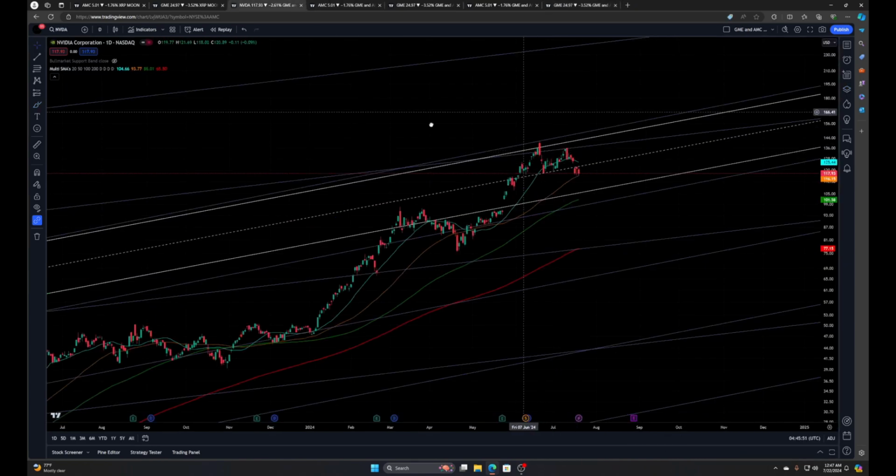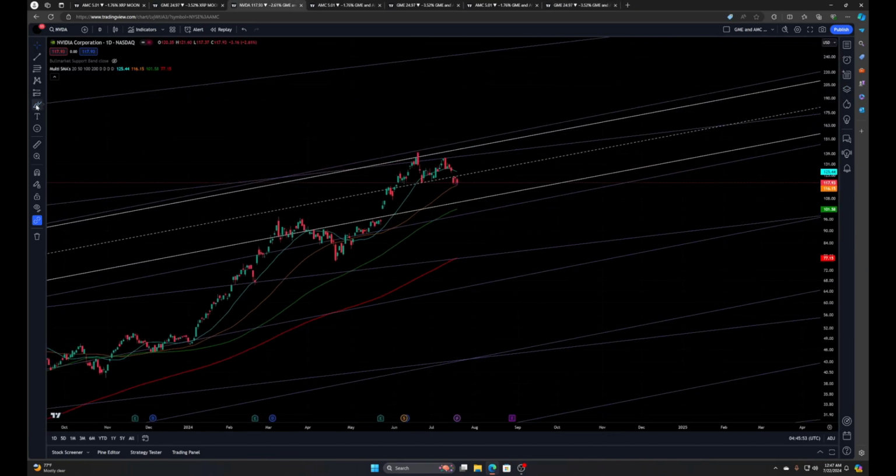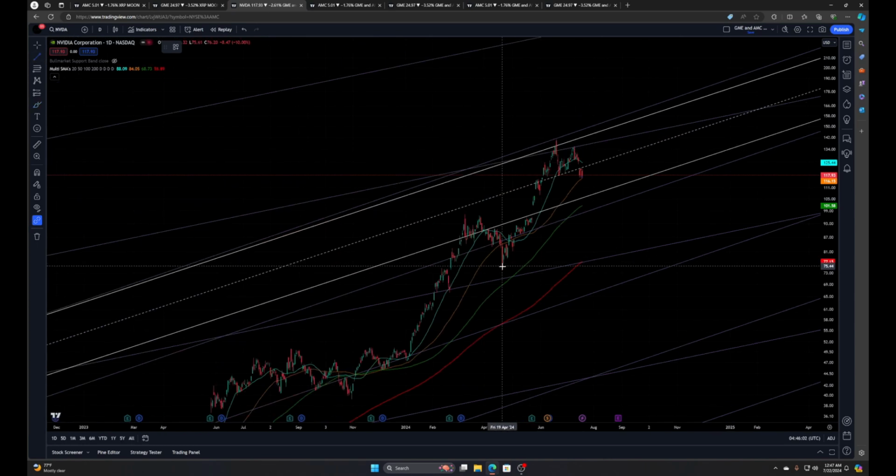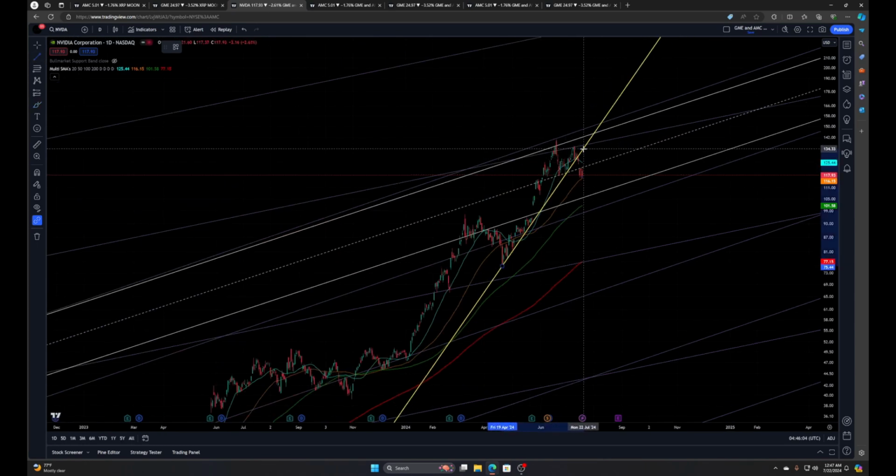Nvidia, I'm telling you right now, I think Nvidia is gonna dump. I don't know, I hate Nvidia for some reason. I am an Nvidia hater, I'm gonna tell you that right now. I don't know why. I think it's scammy or something.